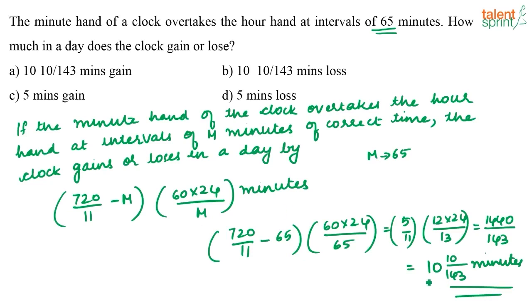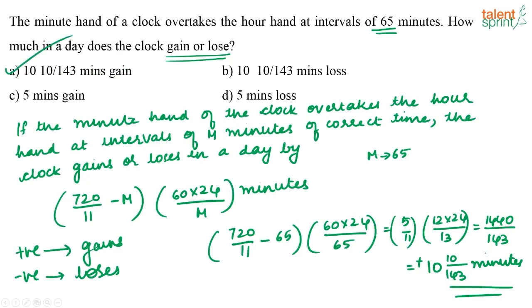Now the answer that we get, when we apply this formula, if the answer that we get is positive, that means that the clock gains time in a day. So here what are they asking? How much in a day does the clock gain or lose? So remember, whenever you are using this formula, if the answer is positive, that means that the clock gains. If the answer is negative, that means that the clock loses. So in this case, I am getting the answer as positive. So that means that the clock is gaining, right? So the correct answer here will be 10 by 143 minutes gain. Option A is your correct answer.